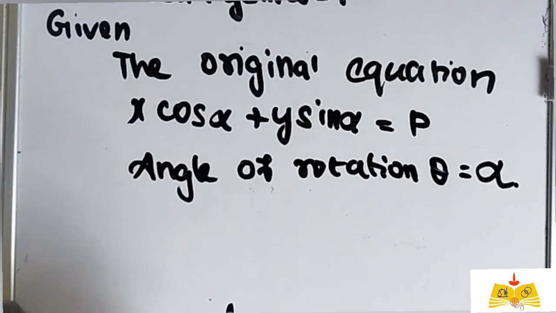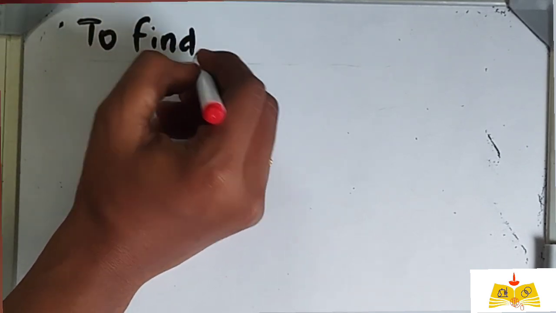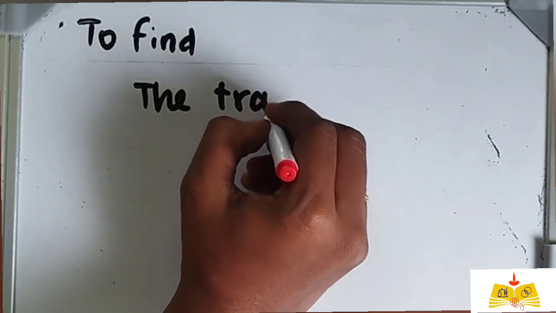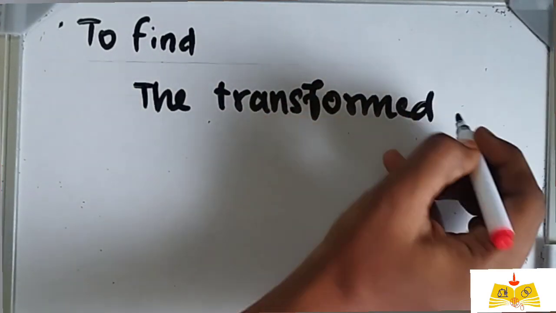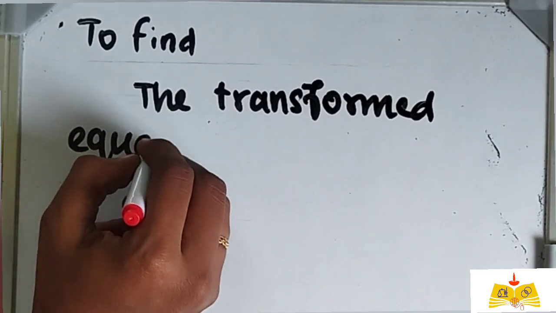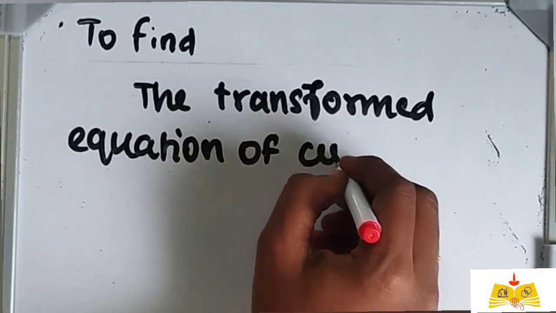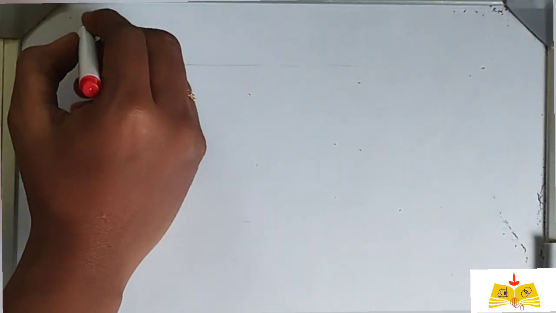Now we are going to write what we are going to find. So now I am going to write to find. What are we going to find? The transformed equation of the curve. Shall we start solving? Solution.